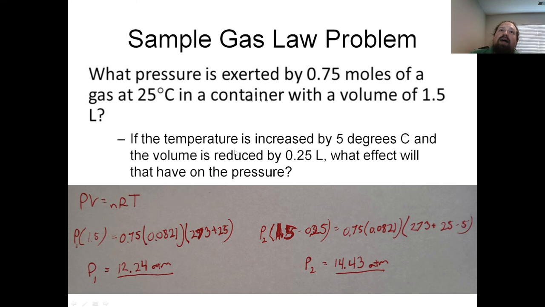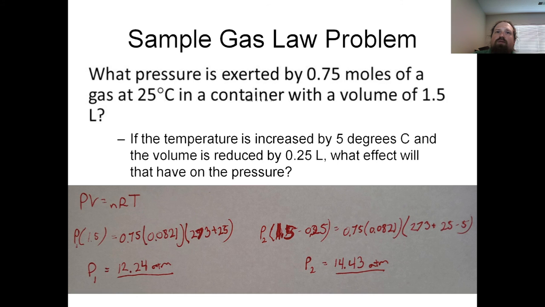But we're also asked, let's say we increase the system's temperature and decrease its volume. What will the pressure on that gas be? So, we'll reuse the same formula, but we're just going to tweak a few values. Our volume is being decreased by 0.25, so our volume is going down. Meanwhile, our temperature is going to increase by 5.